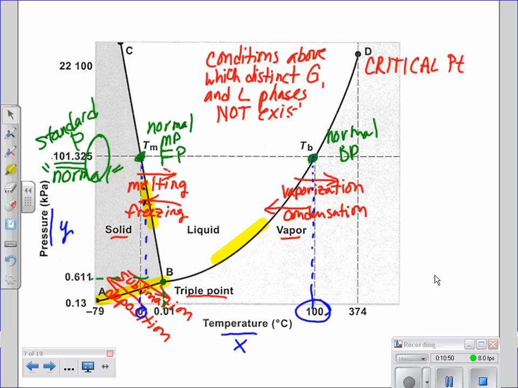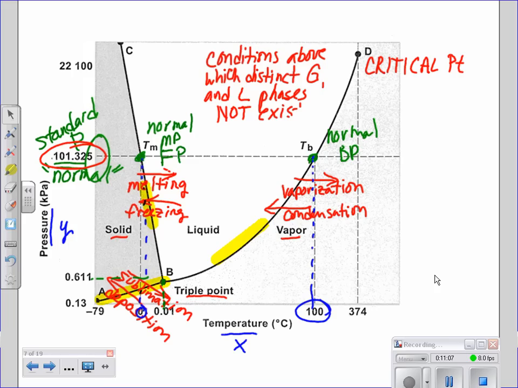And we've also answered the information about the normal melting point and normal boiling point. So we saw 0 and 100 degrees Celsius. And the reason that is, is because this value right here, that's our standard pressure. That's what we looked at to be able to come up with that.